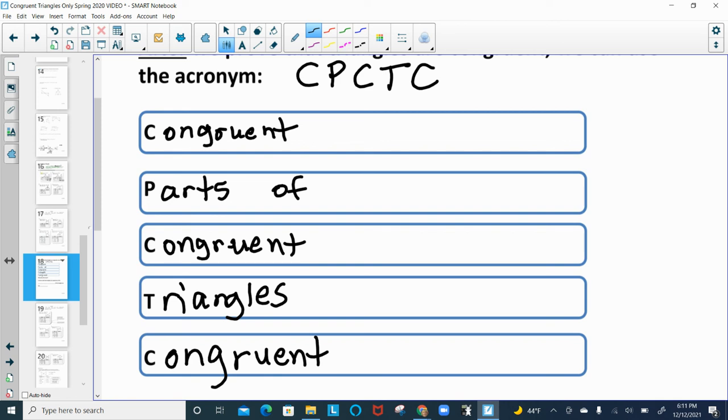But what this basically means is that once you've used a shortcut to prove that the triangles are congruent, then all of the remaining corresponding parts are congruent. And actually, I messed up here. I have one too many congruents. This should be corresponding. I'm so sorry if you're writing in pen. Corresponding parts of congruent triangles. So those are our congruent buddies. Again, if we know that the triangles are already congruent, we can say that all the parts are congruent.